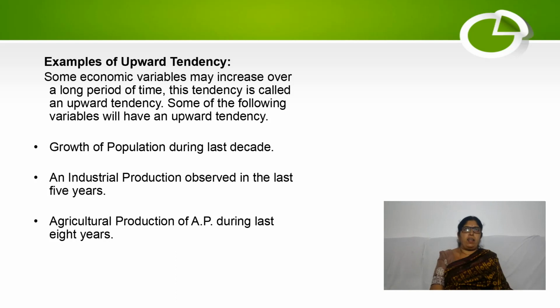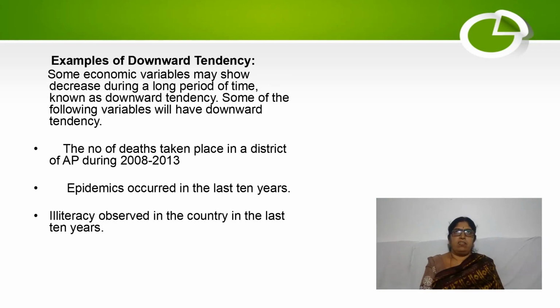Examples of upward tendency. Some economic variables may increase over a long period of time. This tendency is called upward tendency. Some of the following variables will have an upward tendency: growth of population during the last decade, industrial production observed in the last 5 years, and agricultural production of AP during the last 8 years.